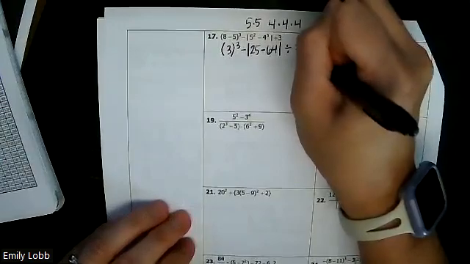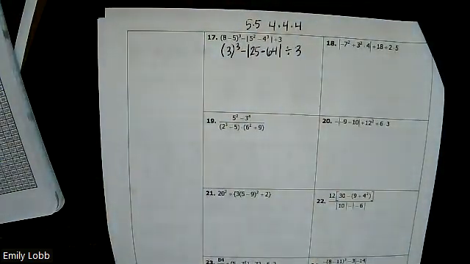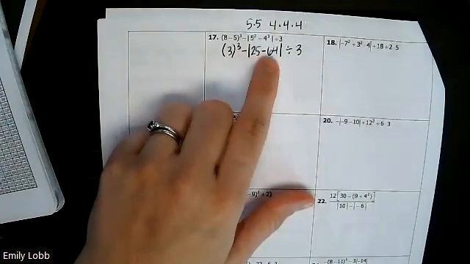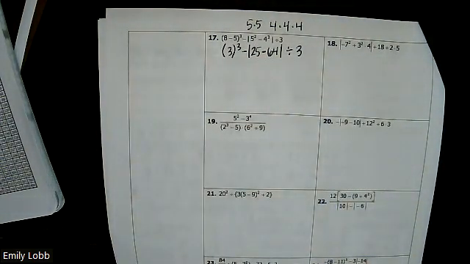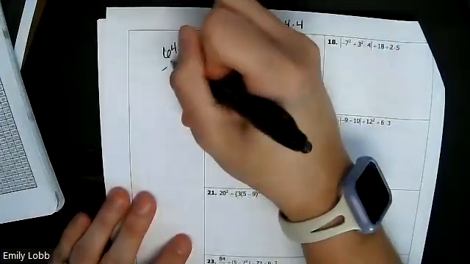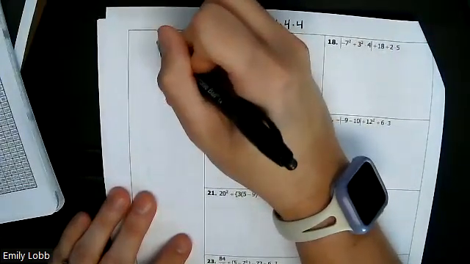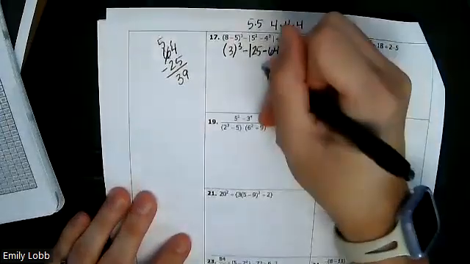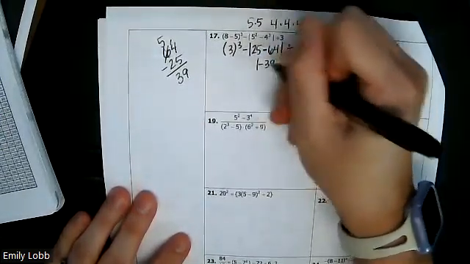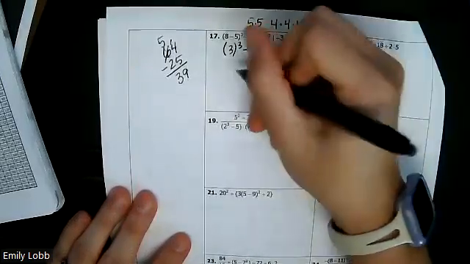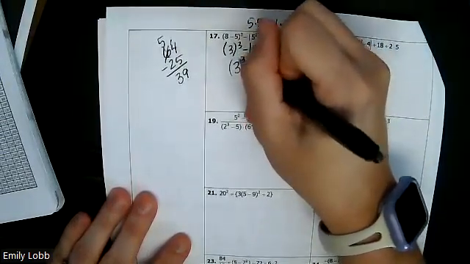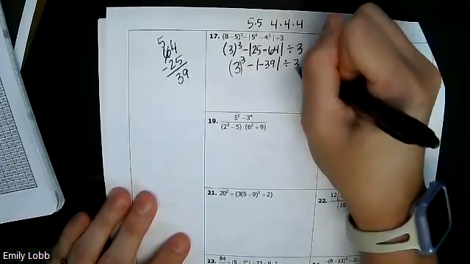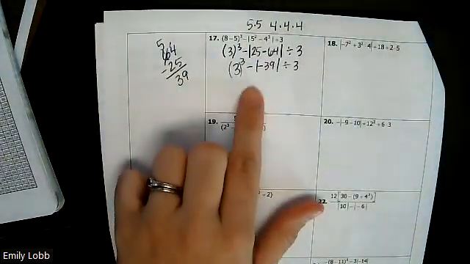And I'm bringing down my work here. So I still have a grouping symbol. What's 25 minus 64? So 64 minus 25. We have to borrow. Good. So negative 39. All right.